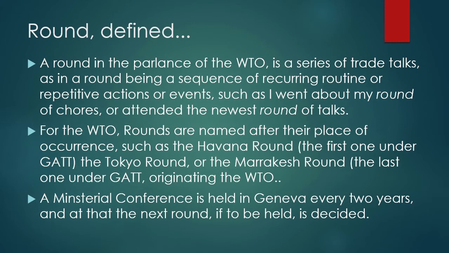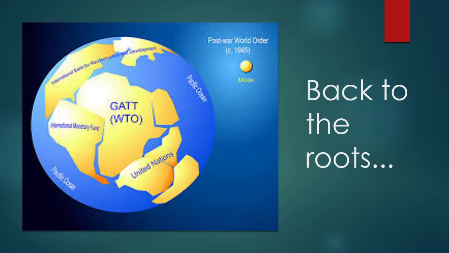For the WTO, rounds are named after the place of their occurrence, such as the Havana Round, the first one under GATT, or the Tokyo Round, or the Marrakesh Round, the last one under GATT that actually originated the WTO. There is also a ministerial conference that is held in Geneva every 2 years, and at that, the next round, if it's to be held, is decided. So we get back to our roots.